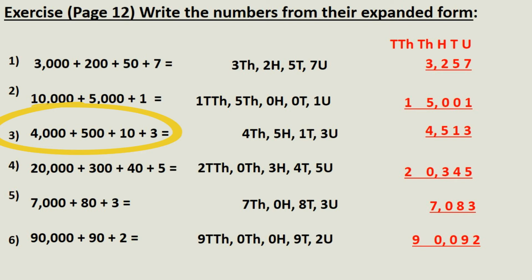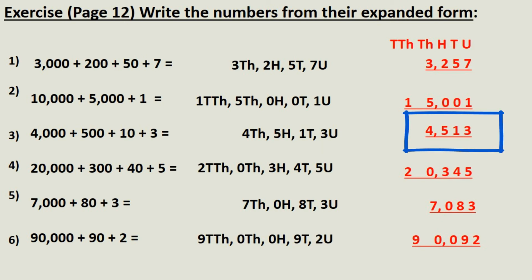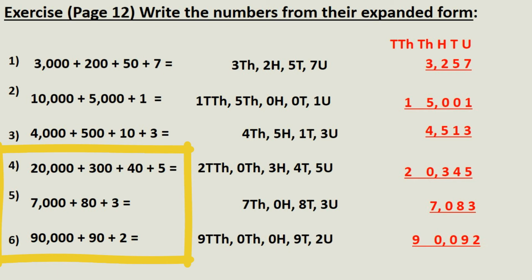So let us go to the next sum, 4,000 plus 500 plus 10 plus 3. So you write the digits first with their place values, that is 4th, that is 1000, 5h, that is 500, 1 tens which is just 1 10 and 3 units. And you get the standard form number 4513. Now the rest sums, the fourth, fifth and sixth sum has to be done in the same way as the above sums were done.